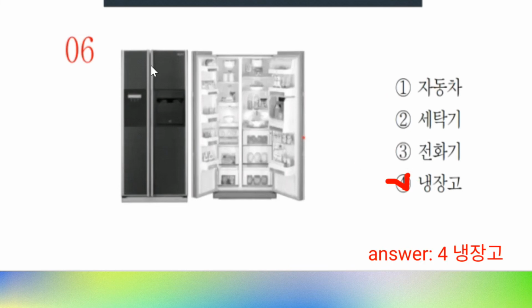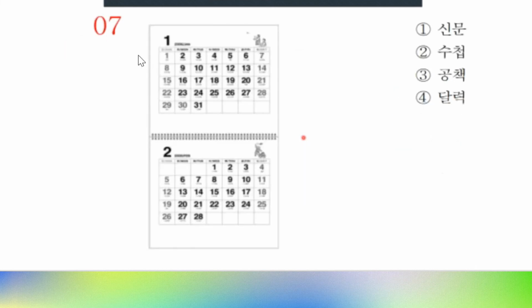Next, number 7. Number 7, ano ito guys? Di ba kalendaryo? Calendar in Korean is dalyok. Okay, so the answer is number 4. Number 3 is 공책, notebook. 수첩, kanina din, reminder book. 신문 is newspaper. So, it's not newspaper, it's dalyok, kalendaryo. So, the answer is 4.